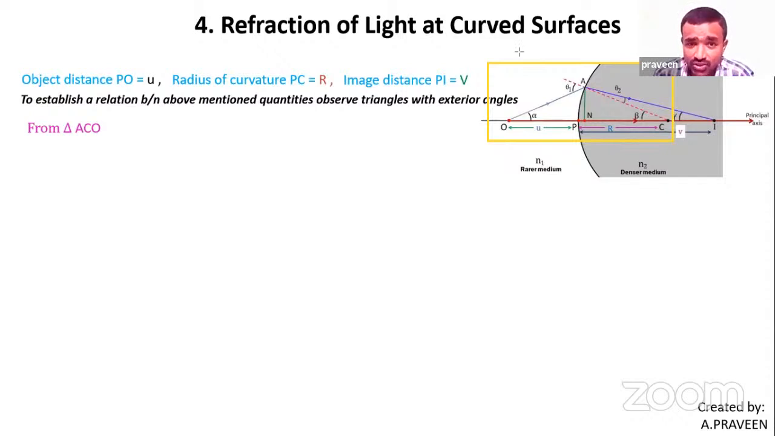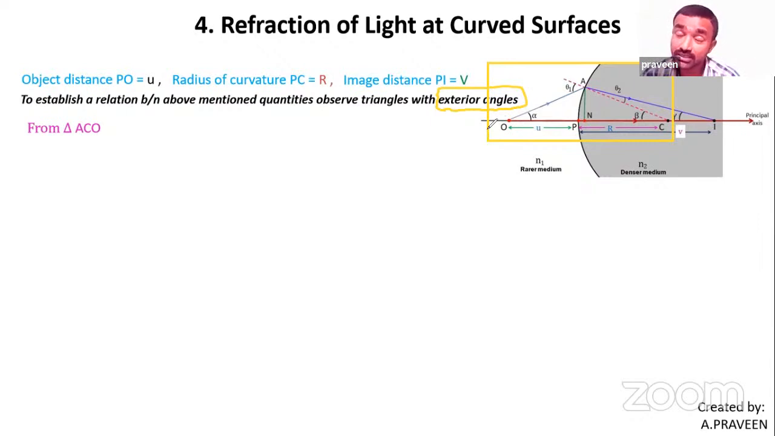In this, you just need to observe, is there any exterior angle? Based on the exterior angles, you are establishing the relation. So what are the exterior angles you have here for the triangles? Theta 1 is one of the exterior angles, and beta is one of the exterior angles. First we will go for exterior angle theta 1. For the triangle ACO, theta 1 is the exterior angle.